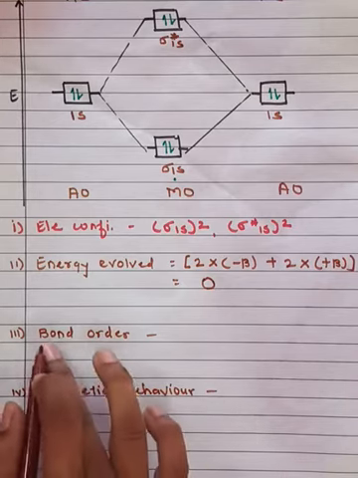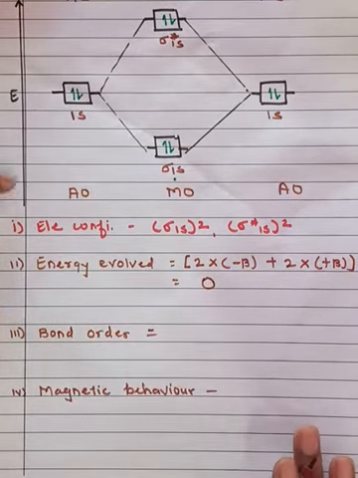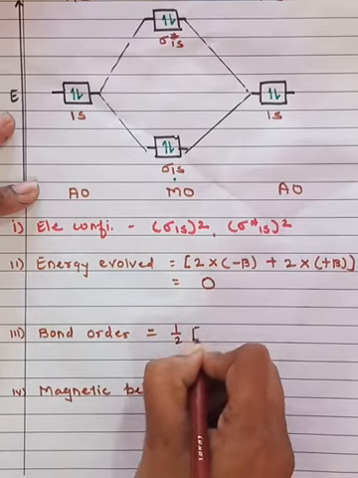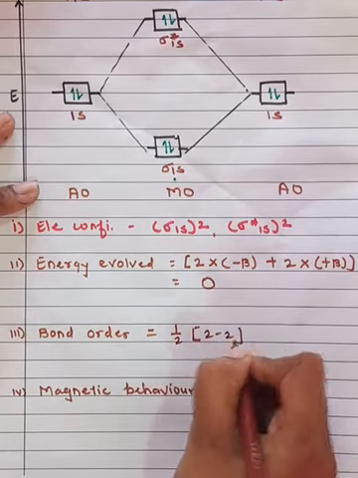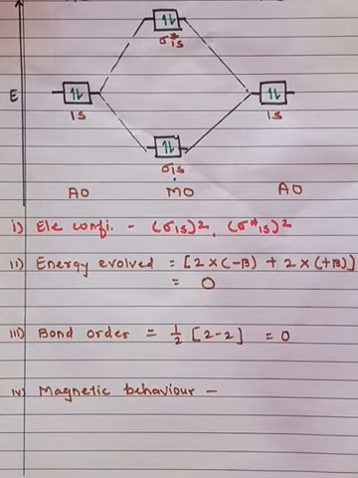Now let us move to the bond order. Bond order has the formula 1/2 into number of electrons in BMO minus number of electrons in ABMO. So it is 1/2 into 2 minus 2, which is equal to 0. This shows that there is no bond formation between the 2 helium atoms. Since the He2 molecule is not stable, it does not exist. And thus we can say that helium is found as a monoatomic gas.